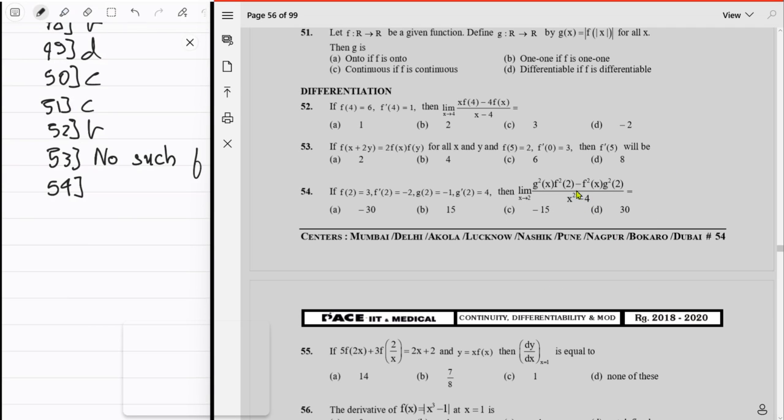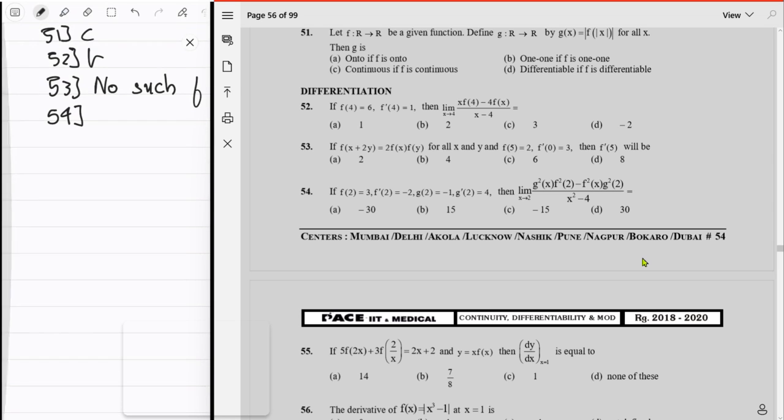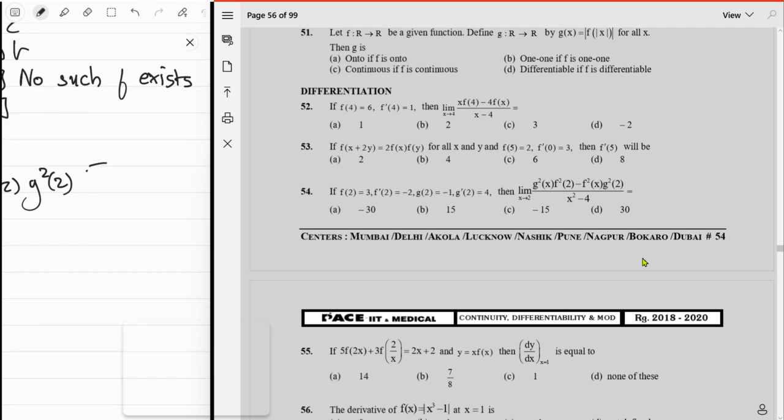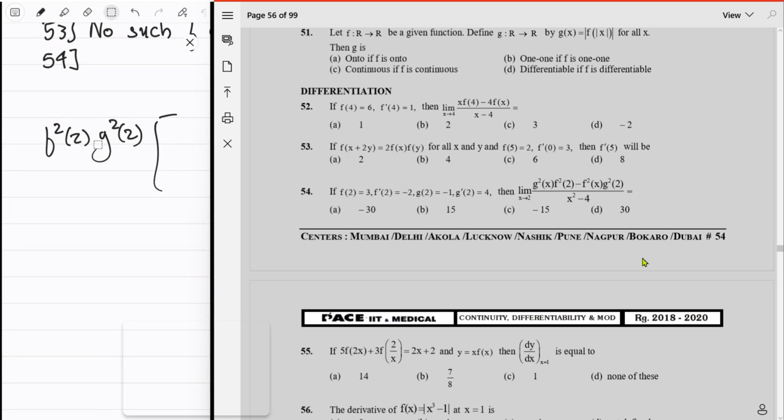Oh, this is interesting. So it's g squared of x f squared of 2 minus f squared of x g squared of 2 upon x squared minus 4. Now it's like the last time. So what you can do is take out this f squared of 2 and g squared of 2 outside. Wait, not g. No, that's not what you should be doing. f squared of 2 is outside, and then f squared of x, take that out outside as well.